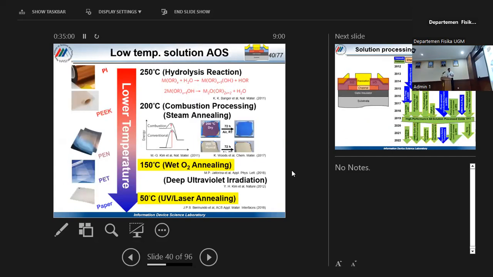So in our lab, we also developed several processes in order to fabricate these solution processed films. For example, if you want to fabricate your devices on PI, PEEK, PEN, or PET, or even paper, or anywhere, you need to lower the process temperatures. In order to do that, several groups have developed their own processes, using hydrolysis, combustion processing, or steam annealing. In our lab, we developed wet O2 annealing and UV laser annealing. I'll discuss this later.